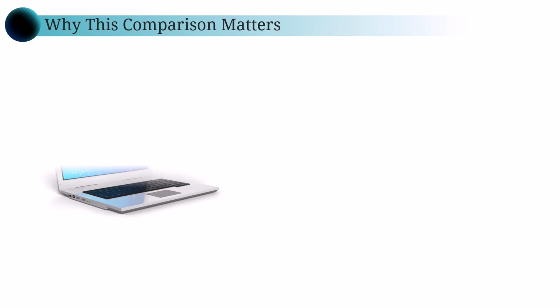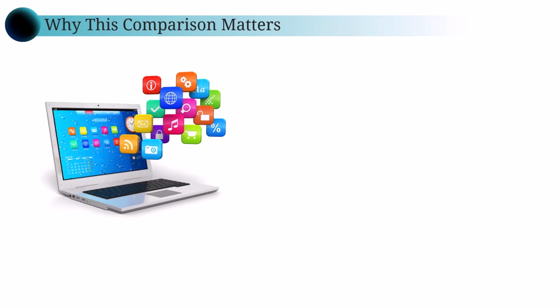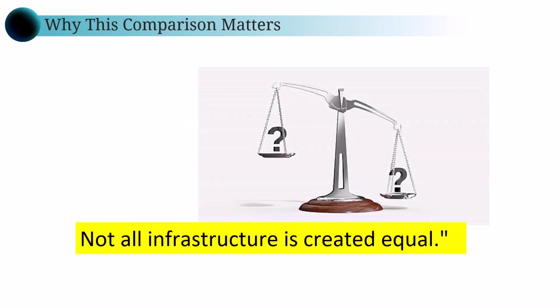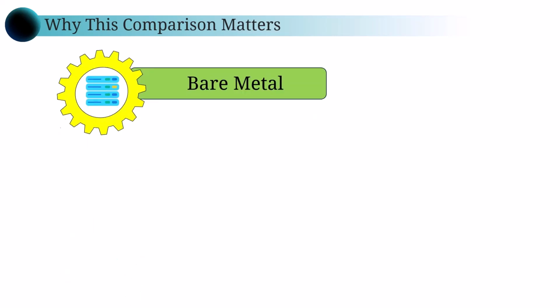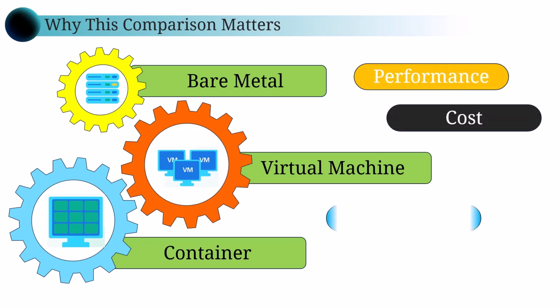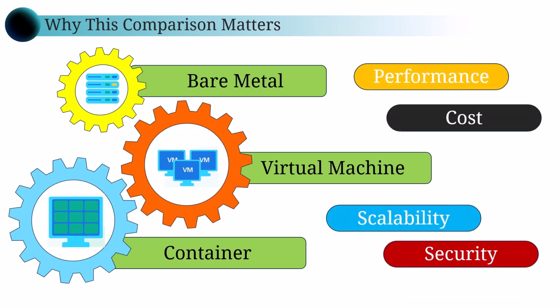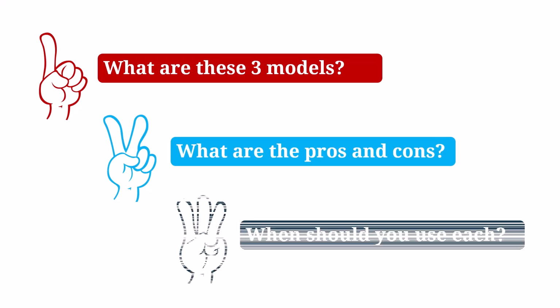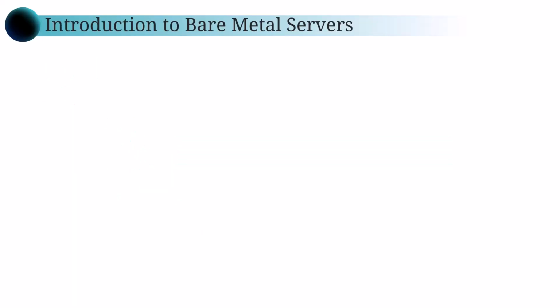Every software application runs on some form of infrastructure, but not all infrastructures are created equal. Understanding how the infrastructures are set up, bare metal, virtualized, or containers, has a direct impact on performance, cost, scalability, and security. The three questions we will answer: what are the three models? What are the pros and cons of each of them? And when should you use each?